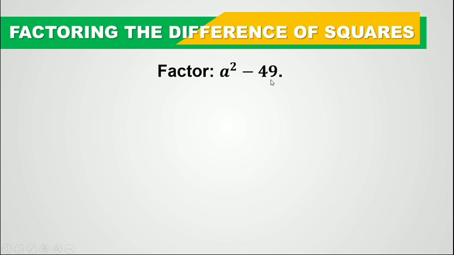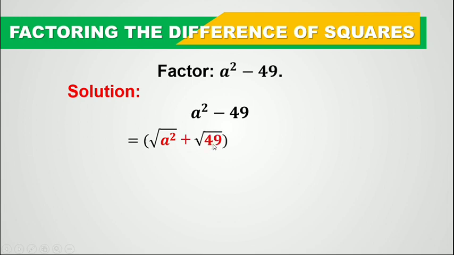So how are we going to solve it again? We're just going to get the square root of the first term plus the square root of the second term. Its other factor would be the square root of the first term minus the square root of the second term. So we do the same for the terms. The only difference is the operation: one is addition while the other one is subtraction. And then simplify them further.